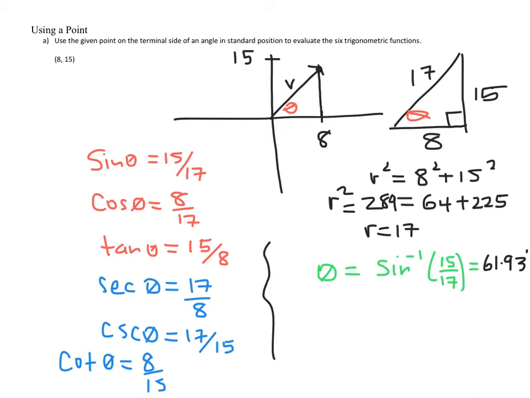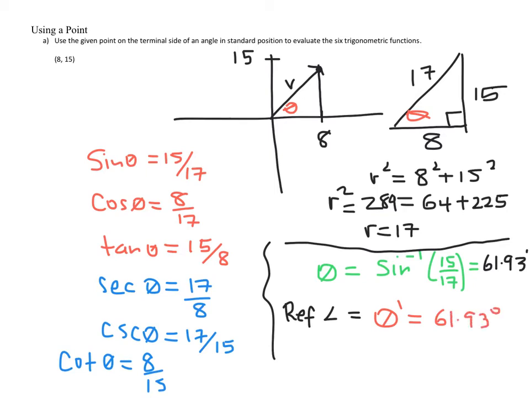And what is the reference angle? I can also find the reference angle while I'm still here. See, this is an acute angle. So all angles in quadrant 1 are their own reference angles. So the reference angle here, remember the symbol used for reference angle, is just going to be 61.93 degrees. So that is the theta we have been using over here.